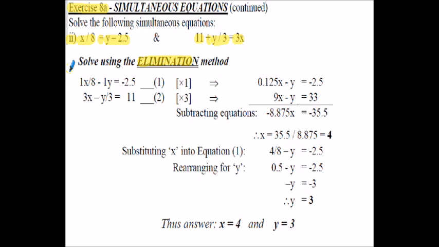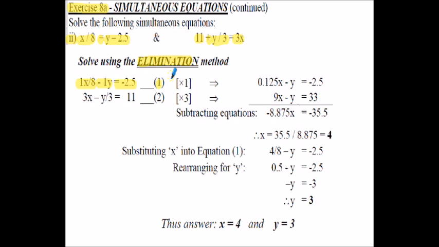So considering the first equation, I've got x divided by 8, I've written that as 1x divided by 8 here. Take away the 1y, I've taken the y from the right hand side to the left hand side, is equal to minus 2.5. I've called that equation 1.